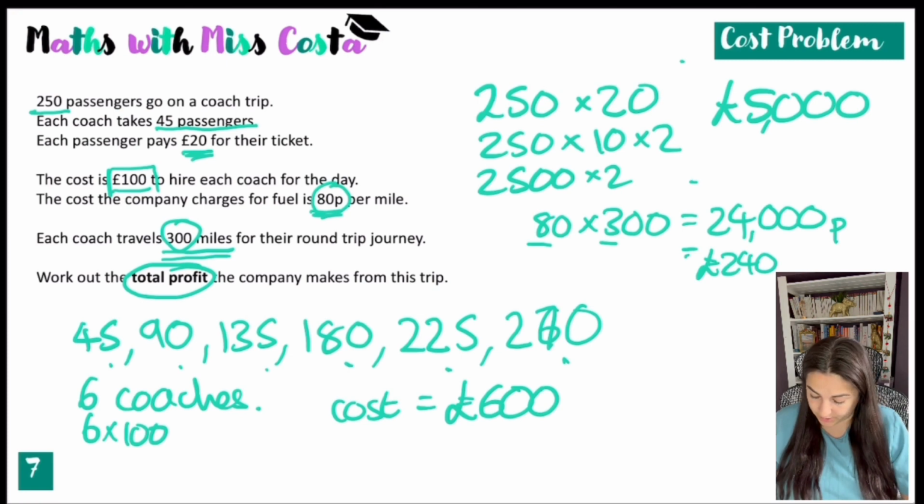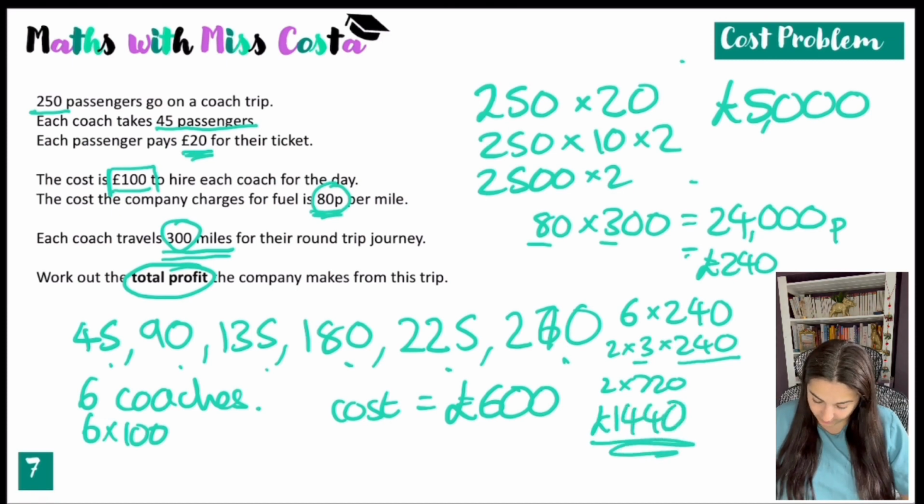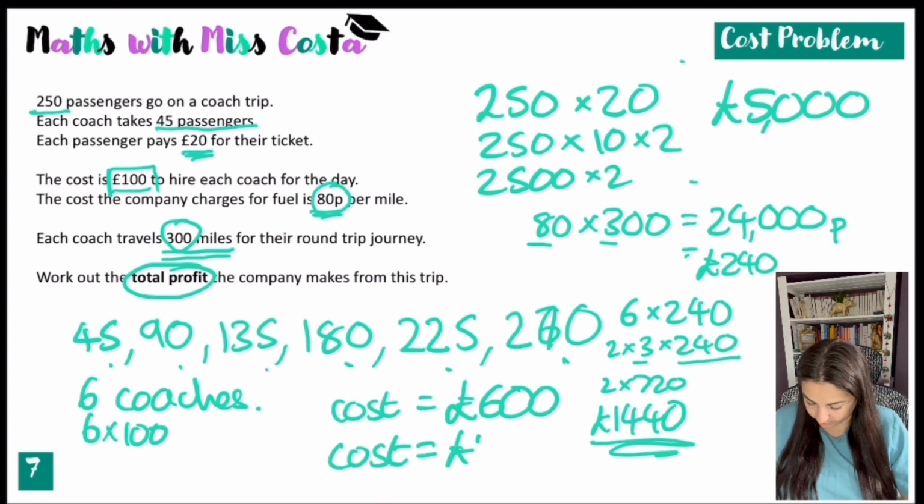Okay, so £240, I've calculated there are 6 coaches. I'm going to need to do 6 times 240. So I could break that up if I wanted to, 2 times 3 times 240. So 3 times 240 would give me 720. So 2 times 720 is 1,440. I am very tired, so if my mental maths is off, please forgive me. So the cost for the petrol, the fuel would be 1,440.